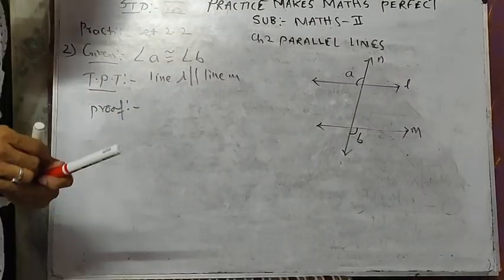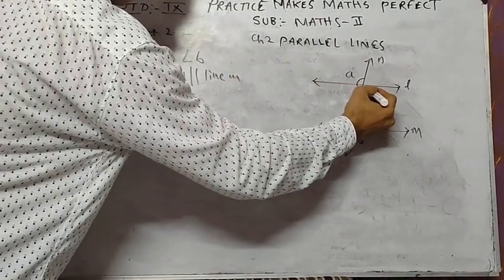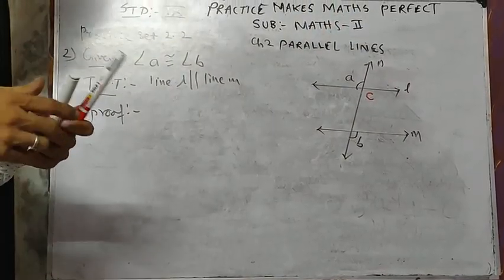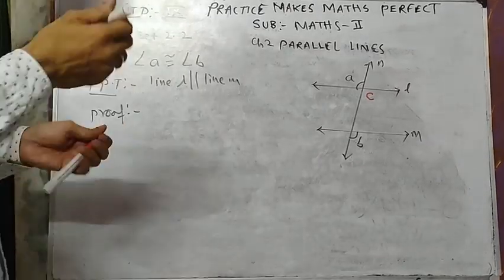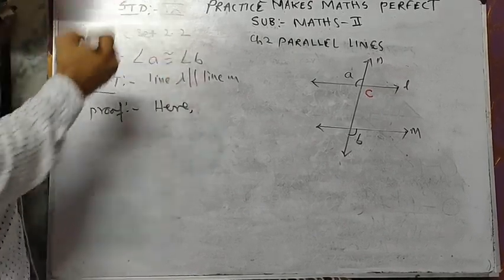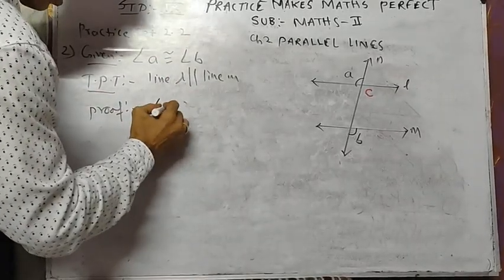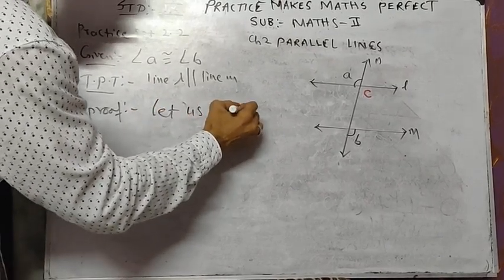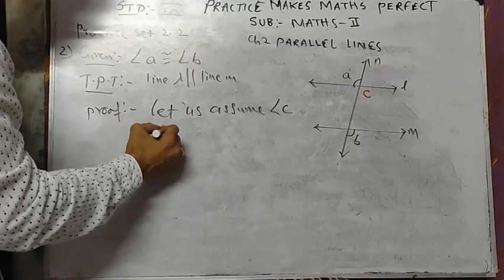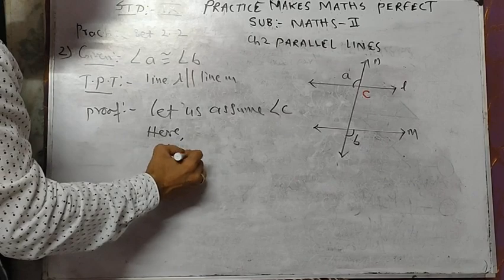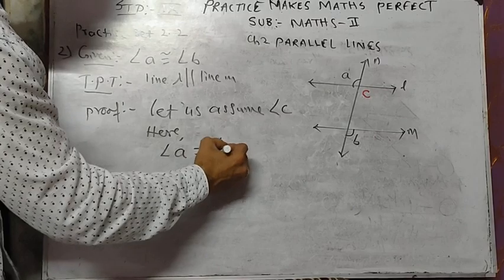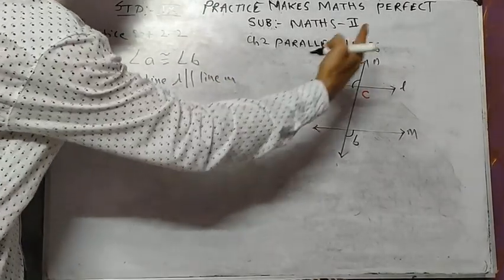So what we will do here, first of all, we will assume one alphabet, angle C. Let us assume angle C. Here angle A is equal to angle C.